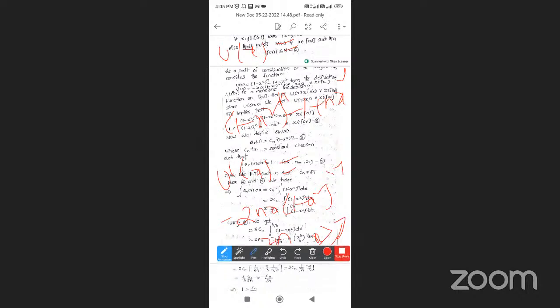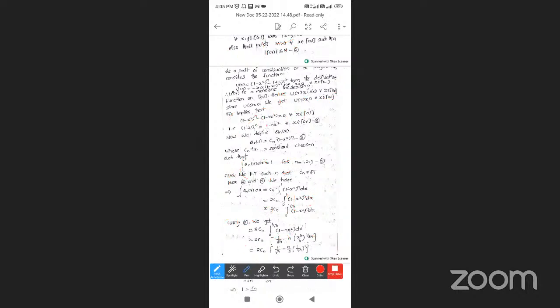Now next, as part of the construction of the polynomial, consider the function u of x equal to (1 minus x square) whole power of n, minus 1 plus n x square. Then its derivative is u dash of x equal to minus 2n x into (1 minus x square) whole power of n minus 1, plus 2n. This is greater than or equal to 0 for all x in the closed interval [0,1].